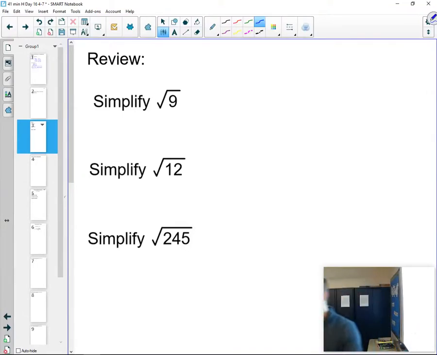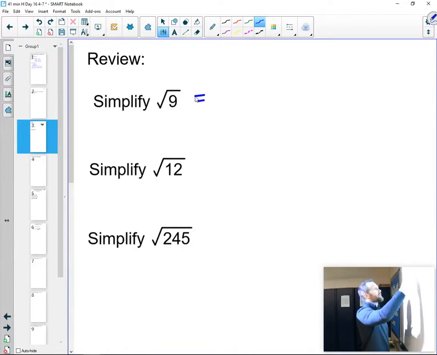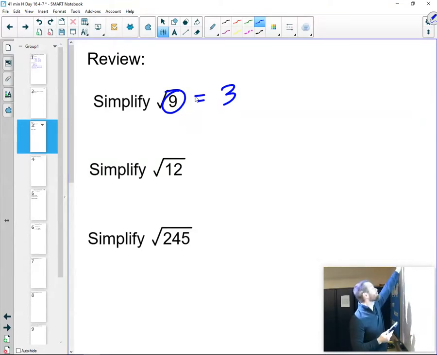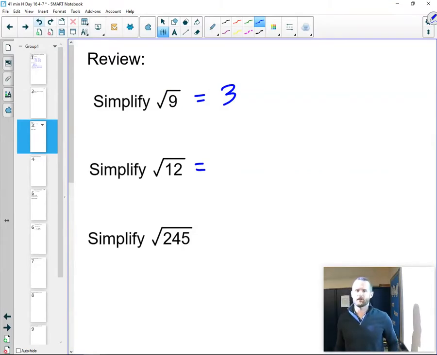Now, if you have a calculator, that's going to make this a lot easier. Well, we don't need that for the first one. The square root of 9, that's just 3. That one was so easy because the 9 is a perfect square. But when we move down here to the square root of 12, all of a sudden it's not so easy because 12 is not a perfect square.